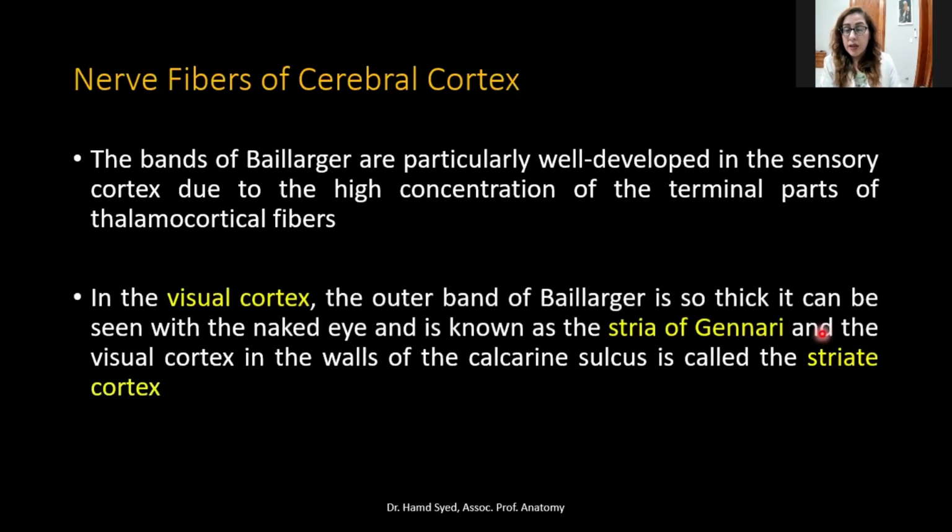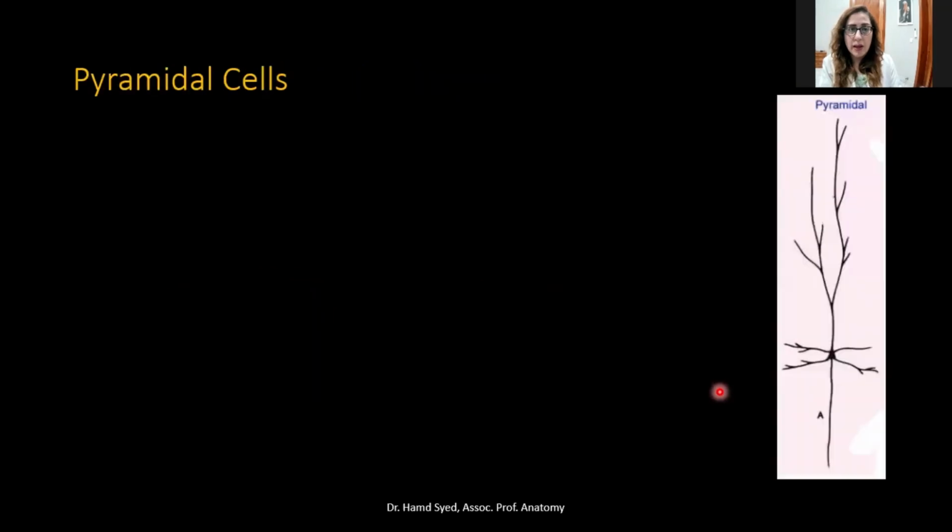Now, there is a certain area of the cerebral cortex in the occipital lobe, that is the visual cortex, where the outer band of Baillarger is so thick that it can be seen with the naked eye, and therefore this is known as the stria of Gennari. And the visual cortex in the walls of the calcarine sulcus is known as the striate cortex. So that is a point to remember, to keep in mind whenever we're discussing the histology of the cerebral cortex.